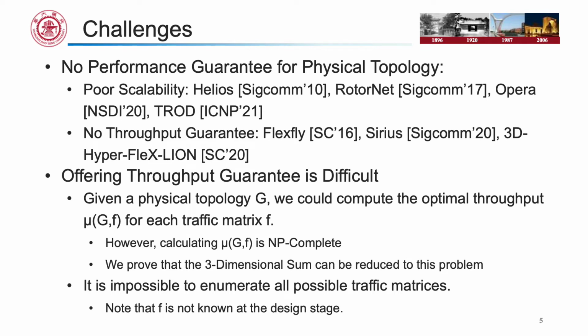Actually, offering throughput guarantee is very difficult. First, in order to compute the optimal throughput for a given physical topology and a traffic matrix, we need to first compute the OCS configuration, which is in fact a combinatorial optimization problem. We can prove that this problem is NP-complete. Second, since we do not know the traffic pattern at the design stage, in order to offer performance guarantee, we need to enumerate all possible traffic patterns. This is clearly impossible.